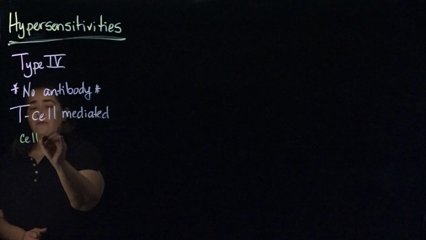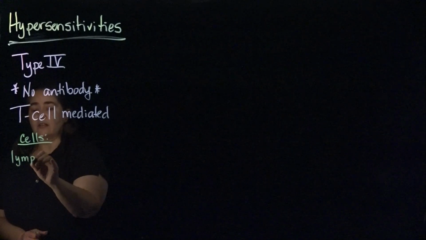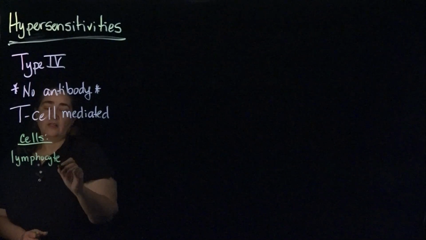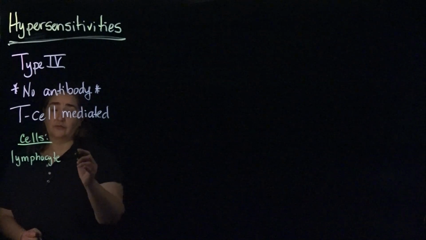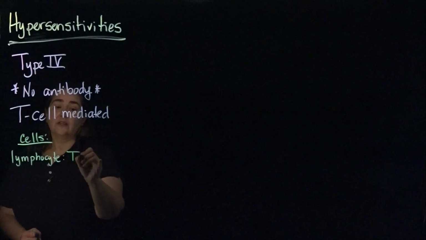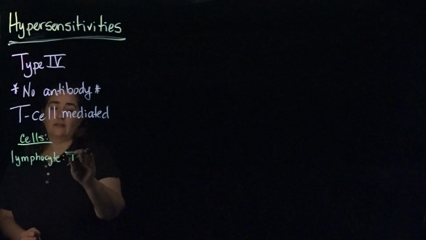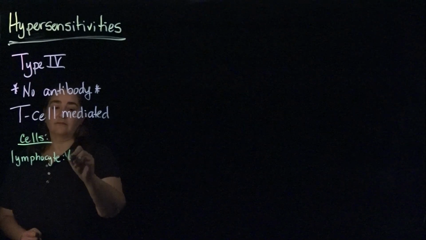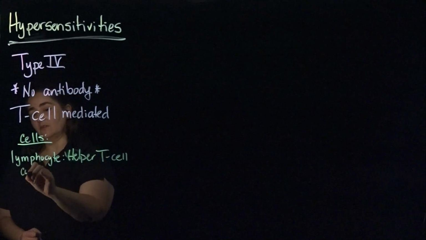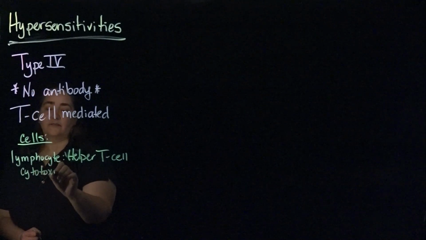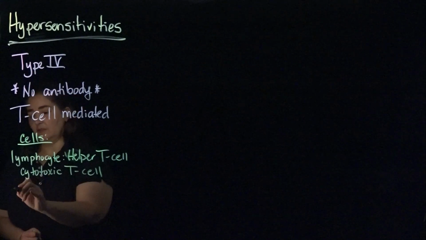Our cells involved in the type 4 hypersensitivity, we still have a lymphocyte, all right? Types 1 through 3, our lymphocyte that was involved was a B cell, and B cells are involved in releasing antibodies. This one is either going to be a helper T cell or a cytotoxic T cell as part of the immune response, okay?